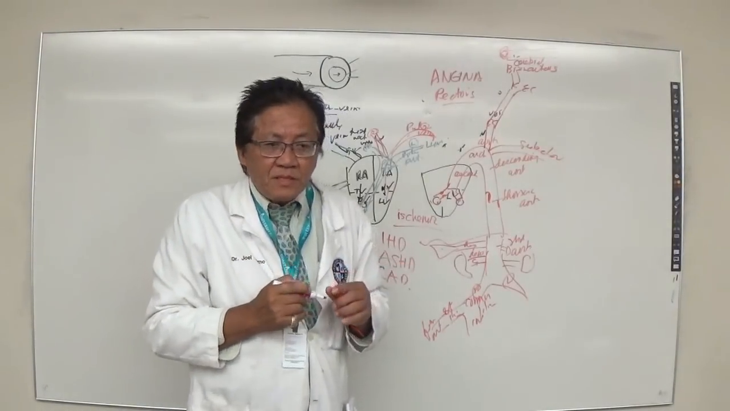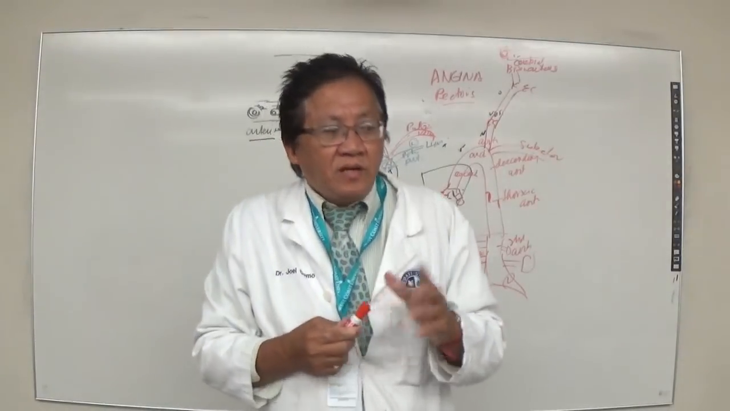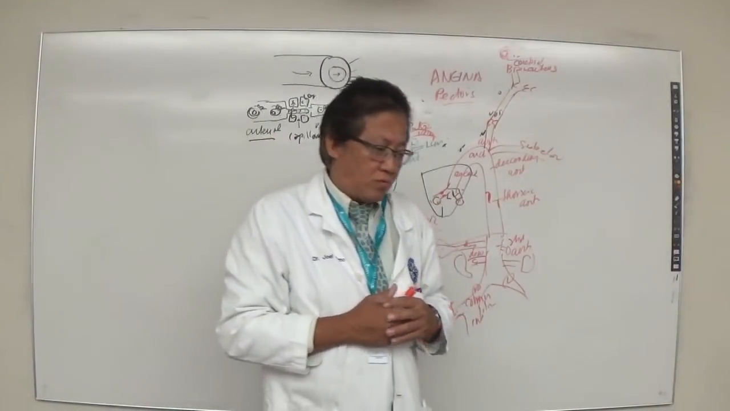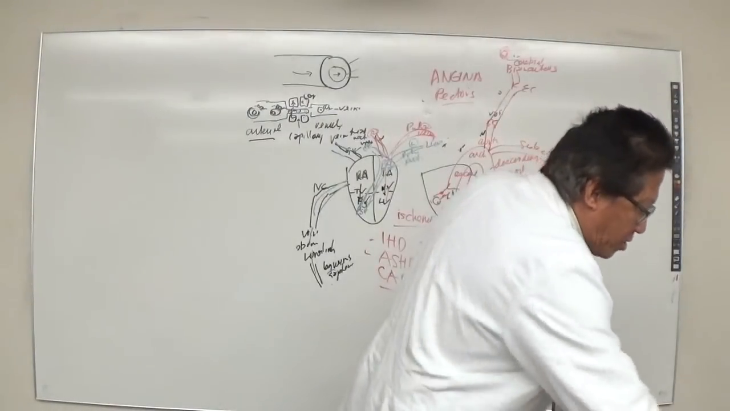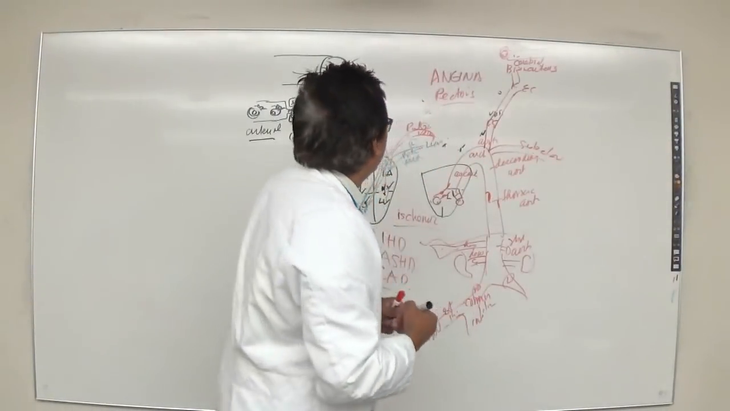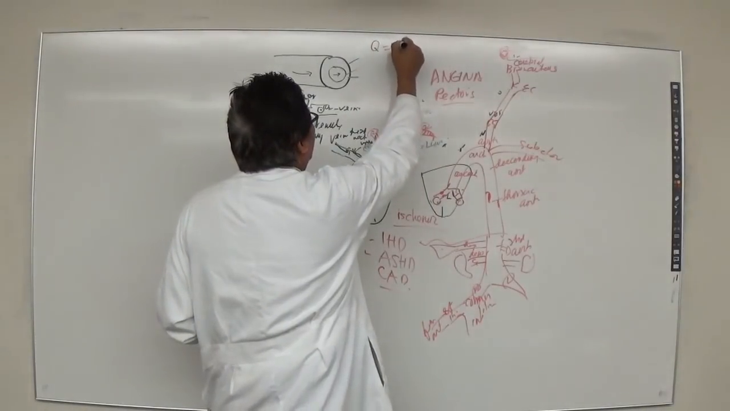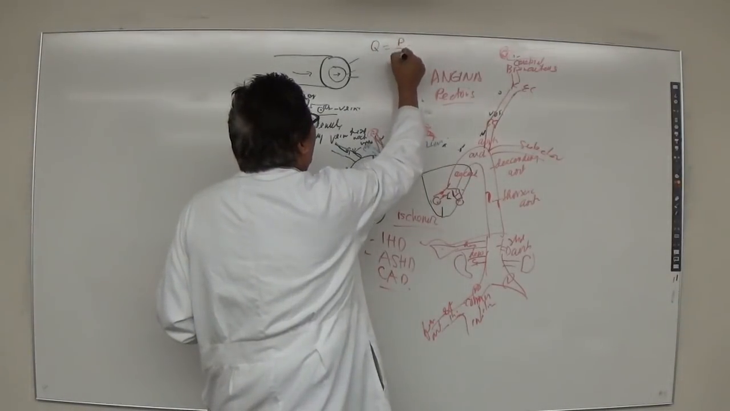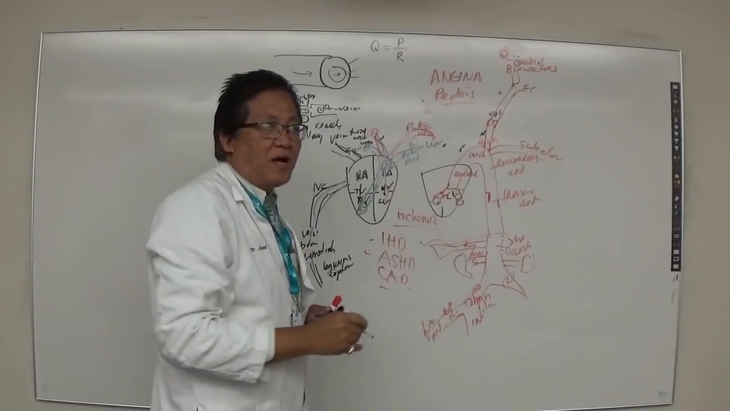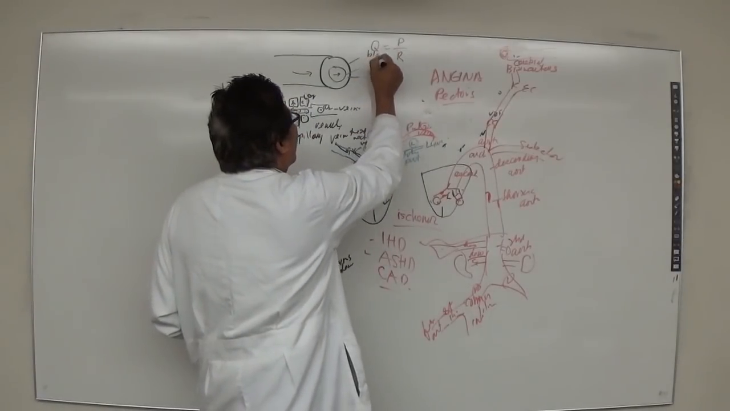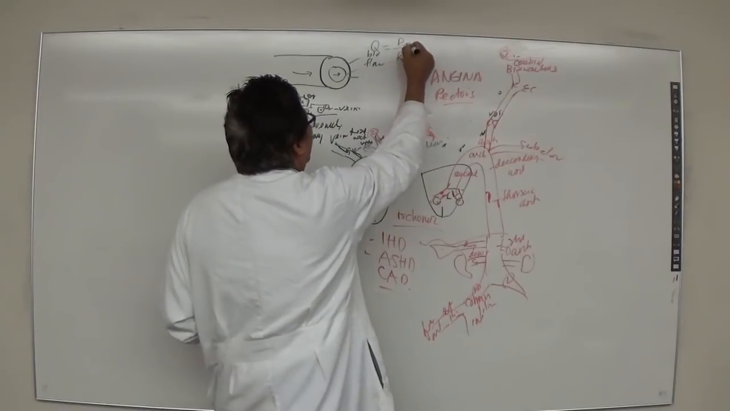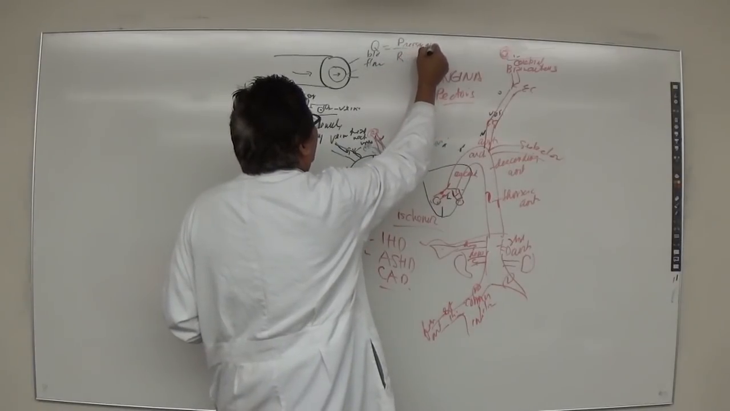Now, in your topic today, there are certain formulas that we need to know. What are these formulas? One of them is Q is equal to what? Q equals P over R, where Q represents blood flow. What about P? Pressure gradient, or delta P.